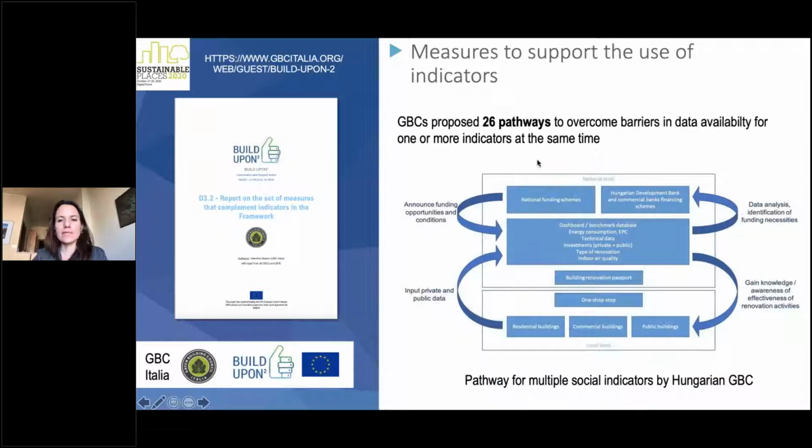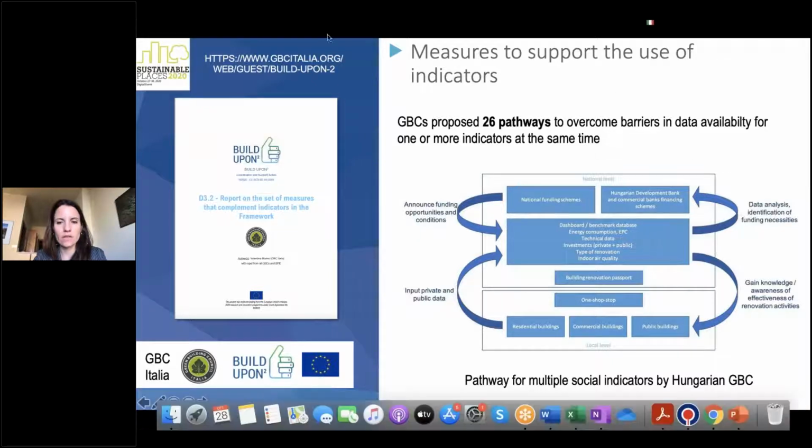And also we asked GBCs to work with the national steering group meetings in order to create some kind of pathways to understand how the use and the integration of these indicators was possible at the local level and at the national one. So we produced these kinds of schemes, in this case the one of the Hungarian GBC, where we understood where we could collect data and how we could group them together and provide them to the local authorities in order to feed a bunch of indicators in the framework.